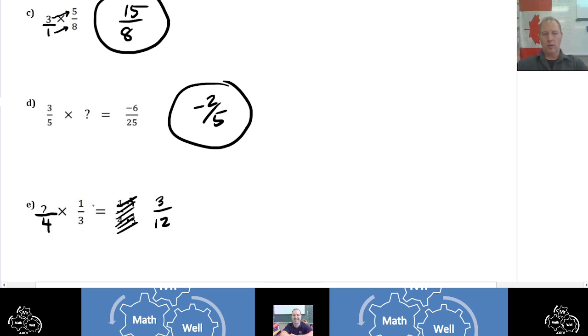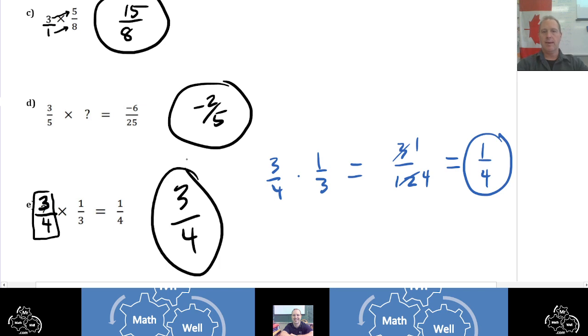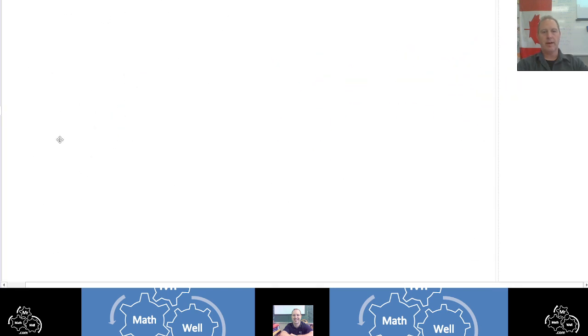And then what times 1 is 3? Well, that would be 3. And look at that, we have an answer. Because, and let me do this over here and show you, 3/4 times 1/3 would be 3 over 12, which would reduce then to 1 over 4. And that's exactly what we had originally. So that's kind of how you can do that. Use equivalent fractions to solve as well. So 3/4 is my answer here. Is that positive or negative? Positive. Okay. All right, hope you guys are doing well here.